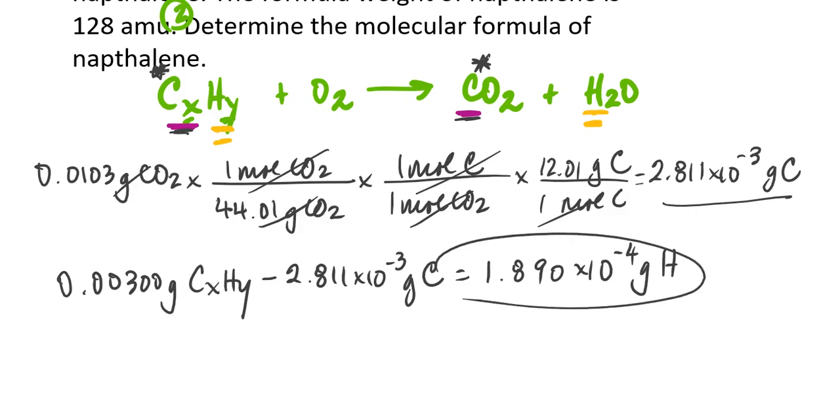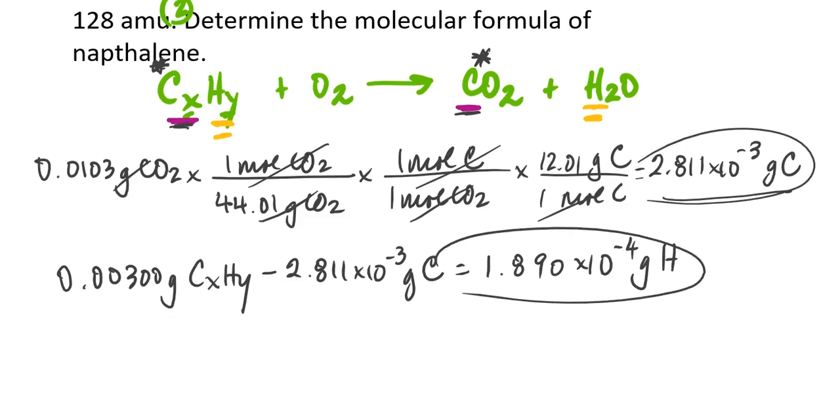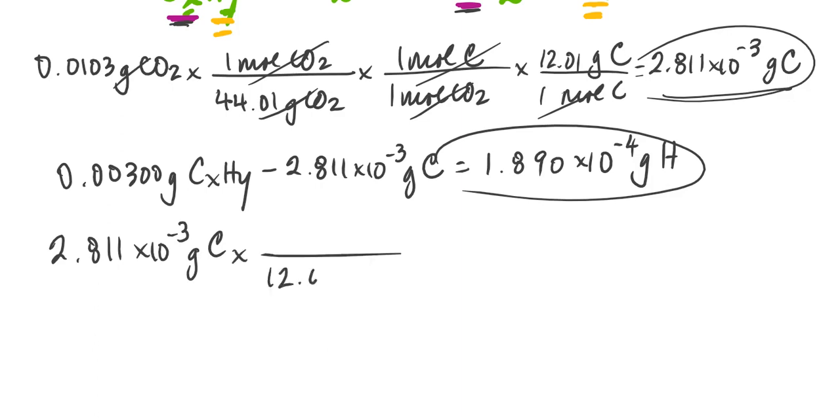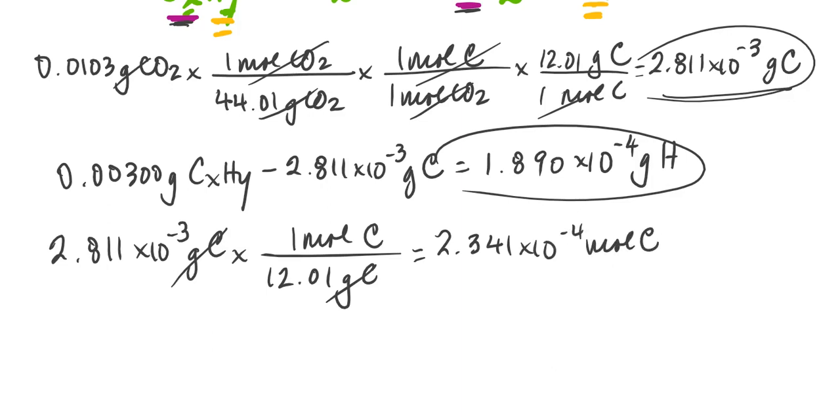Well, now we have the grams of each of the constituent elements in the compound. I'm going to convert those to moles. So 2.811 times 10 to the negative third grams of carbon. Let's convert that back to moles. So divided by 12.01 grams of carbon per 1 mole of carbon. All right, that comes out to 2.341 times 10 to the negative fourth moles of carbon.